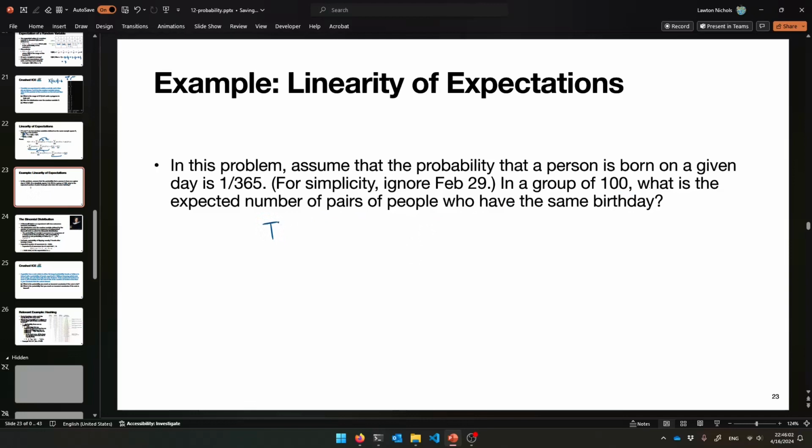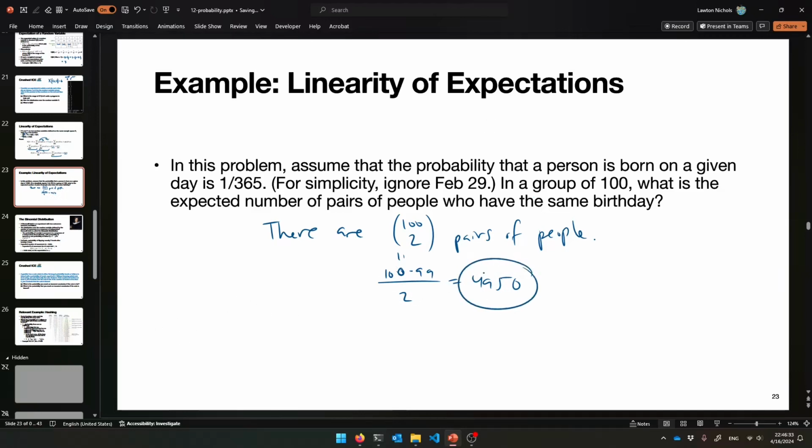How many pairs of people are there in a group of 100 people? There are 100 choose 2 pairs of people in this group. If you do the math, that's equal to 100 times 99 over 2 factorial, so over 2, which is equal to 4,950 pairs of people in a group of 100. And the trick to solve this very simply is to make 4,950 random variables.